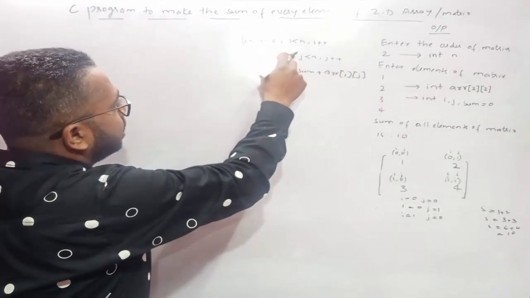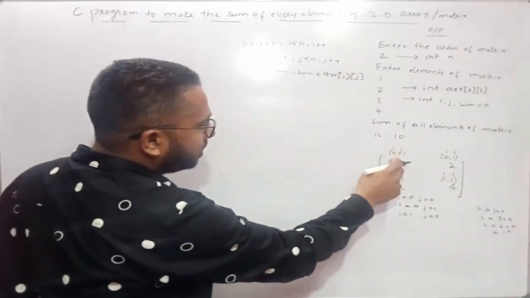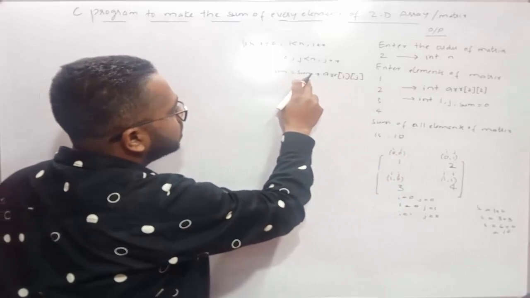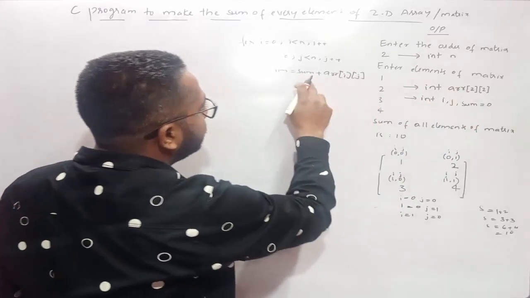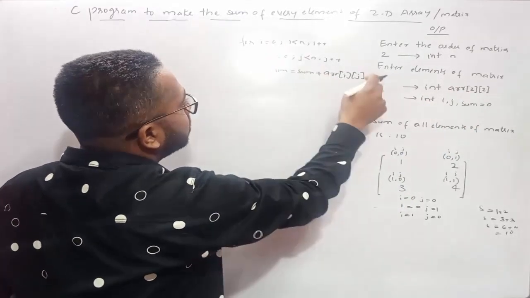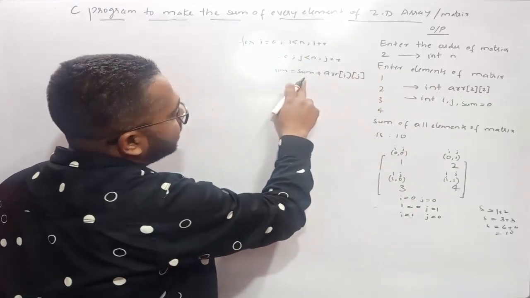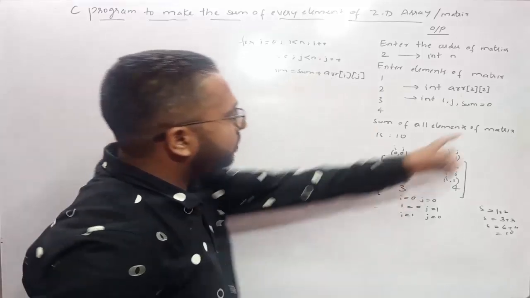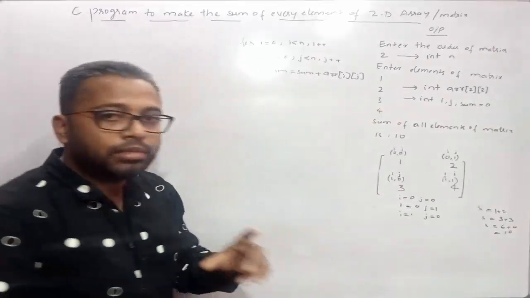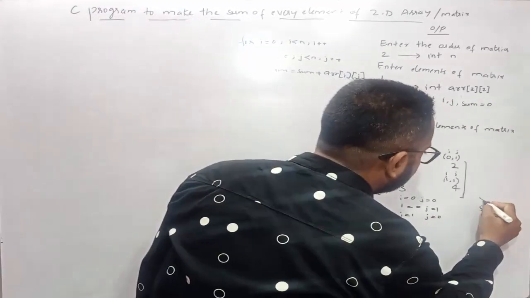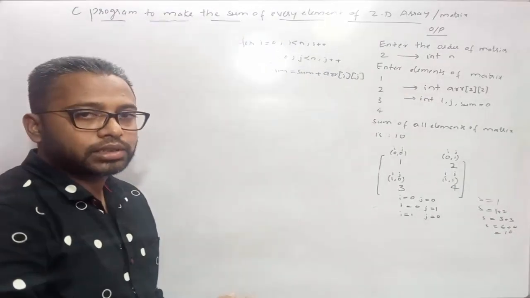i equals 0, j equals 0, 0 comma 0, that means this item. Sum equals sum, which is 0, plus array of 0, 0. Array of 0, 0 is this element. So 1 gets added with the value of sum, which is 0. 0 plus 1 will become 1 and we'll get 1 as the output in the first iteration.